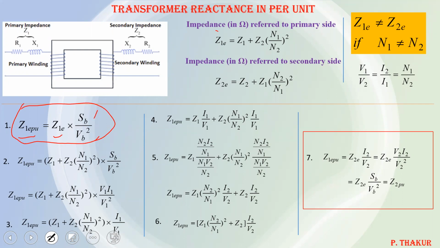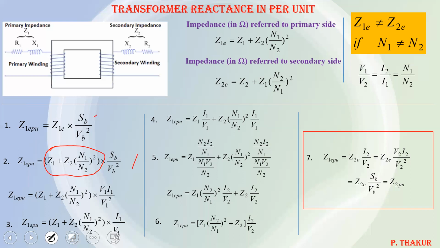And what is Z1E? You can take the value of Z1E. Z1E is the total impedance of the transformer referred to the primary, which is equal to Z1 plus Z2 N1 by N2 whole square. So in place of Z1E, you can write this, and SB by VB square.